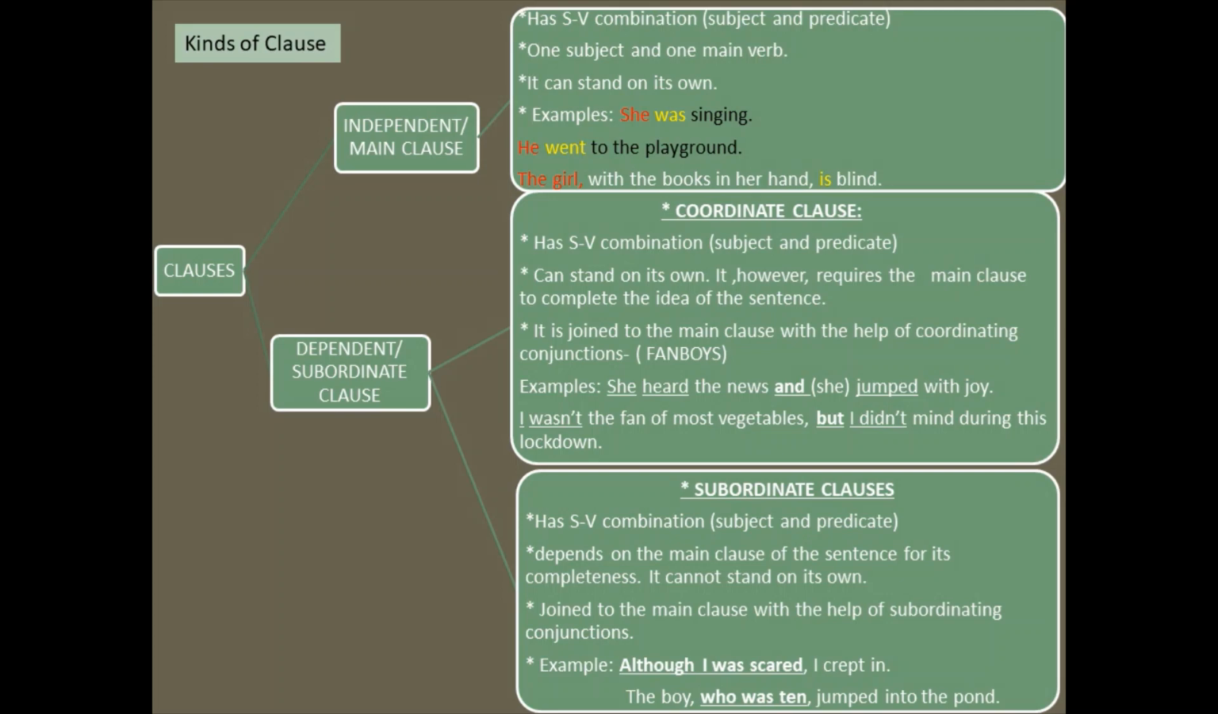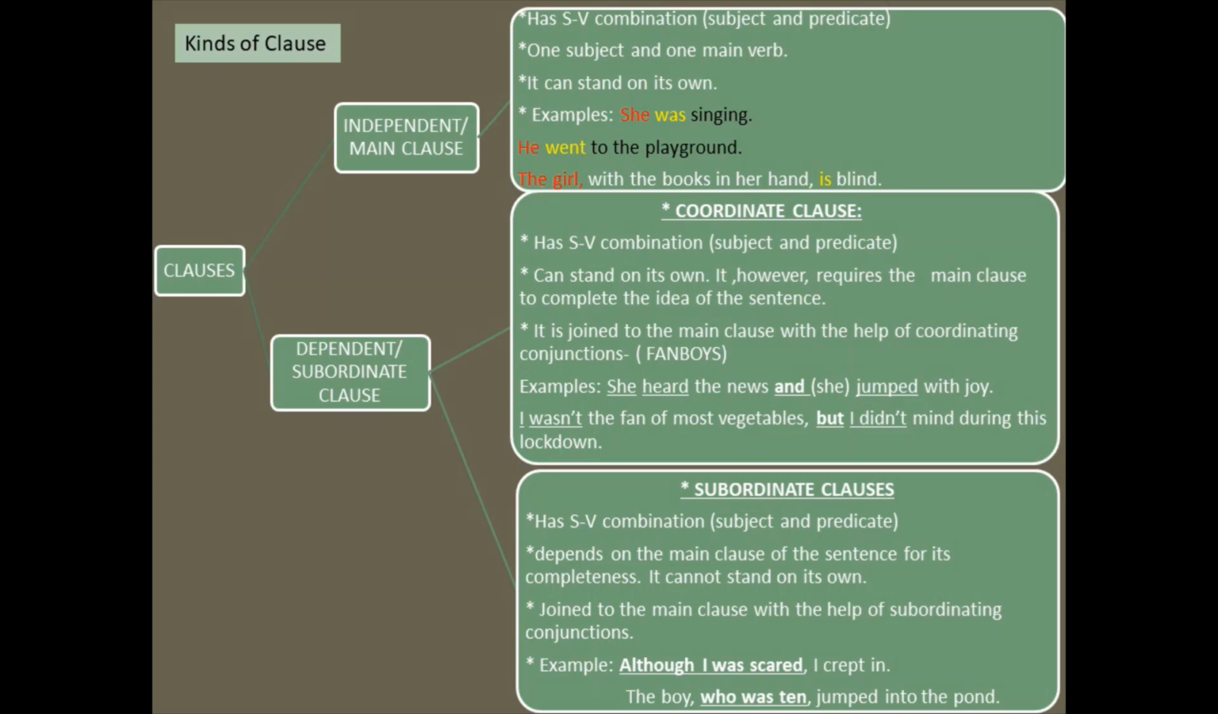Okay. Then, a coordinate clause can stand on its own. It, however, requires the main clause to complete the idea of the sentence. Okay, it is joined to the main clause with the help of coordinating conjunctions. Now these two things make it slightly different from a subordinate clause.